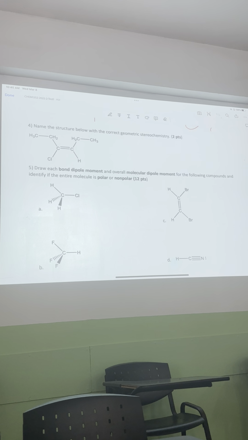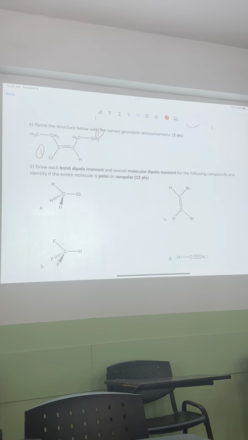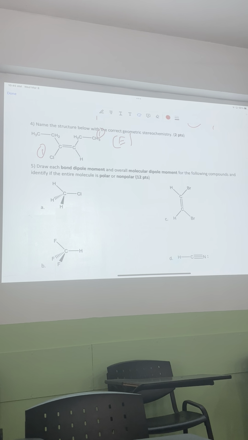The naming of this had to do with the fact that you had the priority group. In this case, this was priority 1, and this was priority 1. So this should have been across from each other. So this should have been E geometry. Alright? And that was the point. Y'all remember that part? E and Z, right? Yes, E and Z.